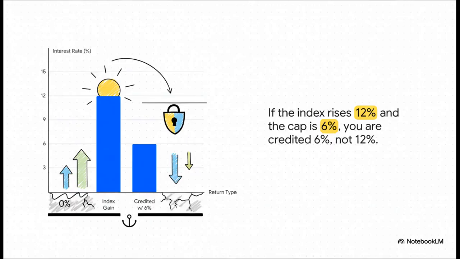So here's how a cap plays out in the real world. Let's say the S&P 500 has a fantastic year. It's up 12%. Awesome. But if your contract has a 6% cap, you get credited a solid 6%. Now, yeah, you miss out on that extra upside, but here's the trade-off, and it's a big one. You have a 0% floor. So if the market had gone down 12% instead, you would have lost nothing.